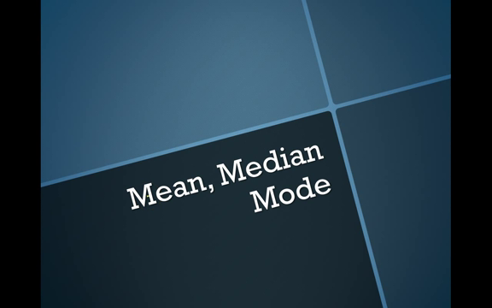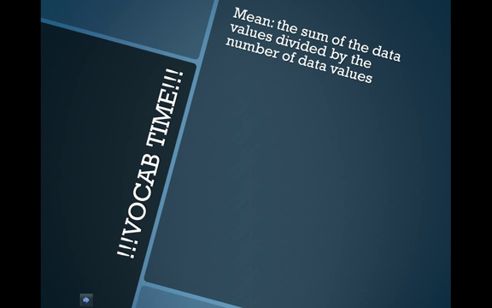Alright, well today we're going to talk about mean, median, and mode. So let's get started with a vocab time. The first word we're going to define is the word mean. It does not mean that you're angry with somebody or you're mistreating them. Mean is the sum of the data values divided by the number of data values. And we'll go over an example of mean on the next slide.